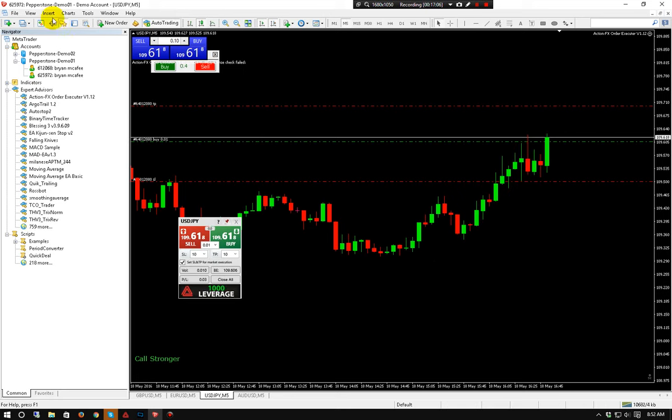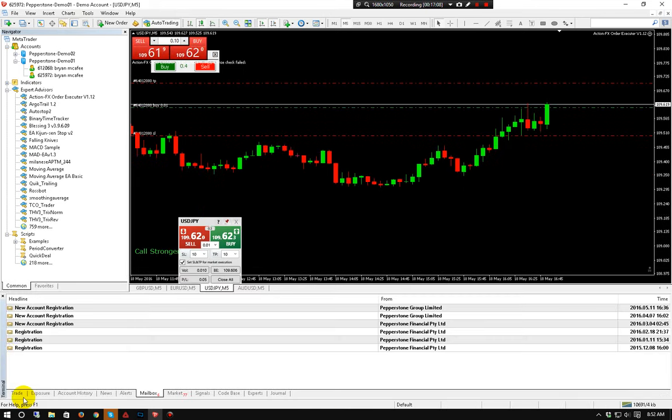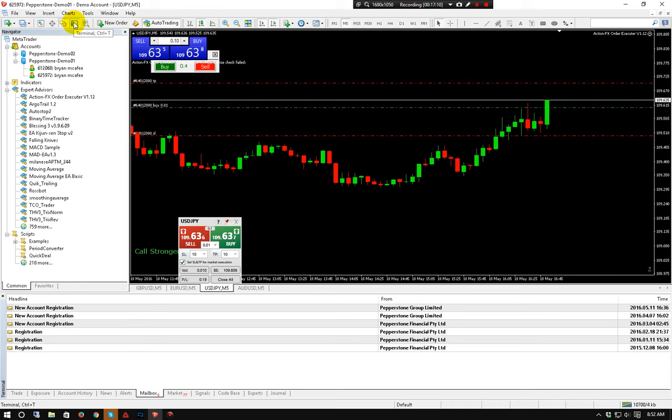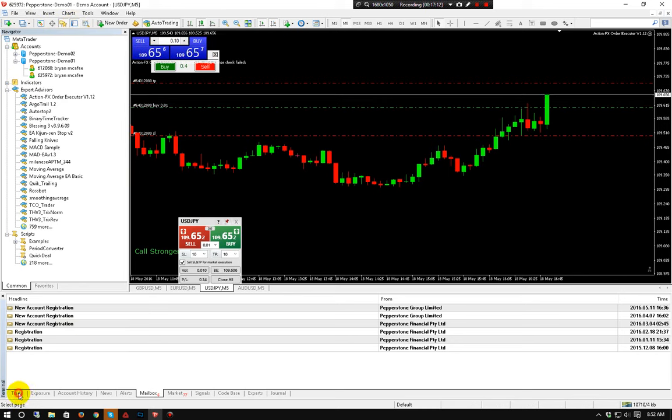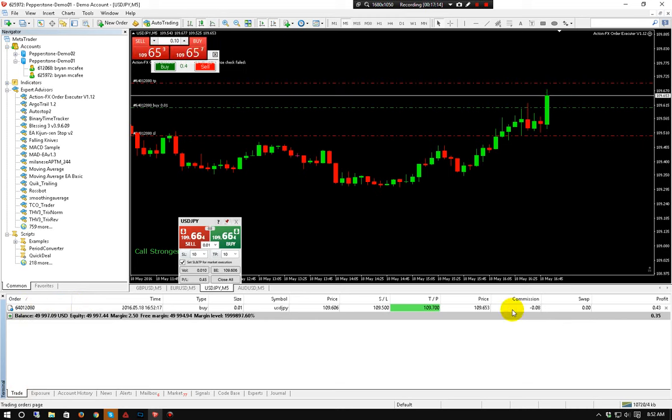Let's see. Other tools related to open trades. So let's take a look here. What I hit was the button up here that says terminal. It's Control T. So here's the trade that's open right now.